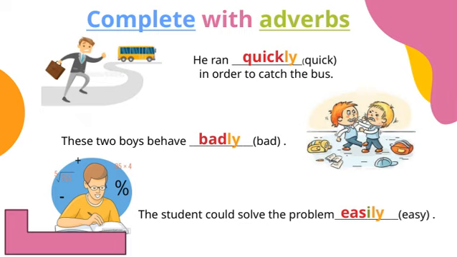Remember, when completing sentences with adverbs, choose words that accurately describe the manner of the action, whether it's easy, bad, quick, or any other way. This skill is essential because it makes your descriptions more vivid and your communication more precise, which ties into our overall theme of enhancing language clarity and expression.